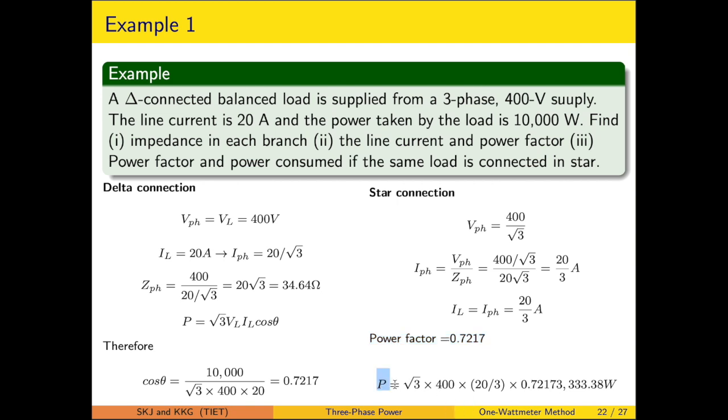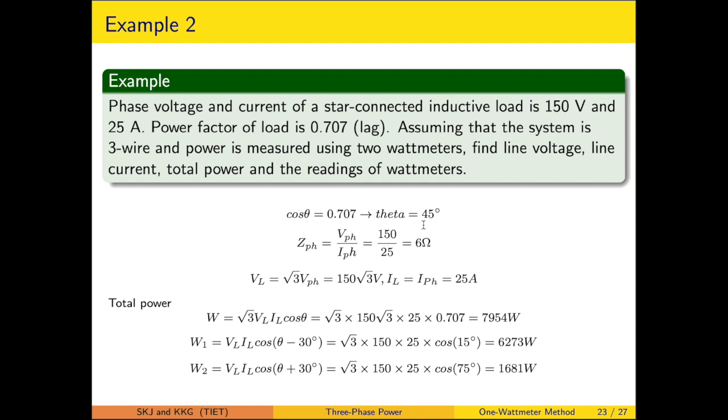The power value when calculated for the star connection is coming out to be 333.8. So basically it is resulting into 3.33 kilowatt. Previously it was 10 kilowatt. So you can say when the impedance value is the same, the power is 3 times in case of delta in comparison to the star connected arrangement when the line voltage remains the same.